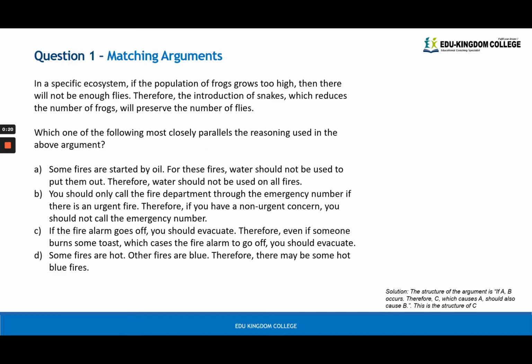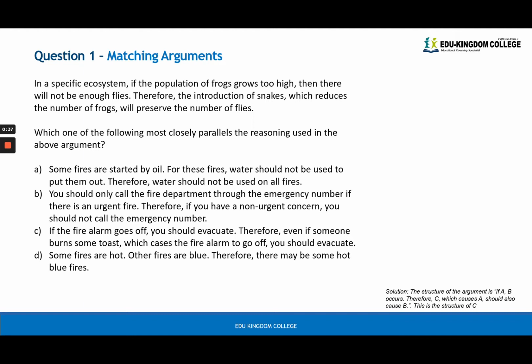First question was a matching arguments question. Remember, for these ones we want to replace the replaceable words, the juice of the question, with letters. Then we are left with the skeleton or the outside structure, which we can then compare with the options.